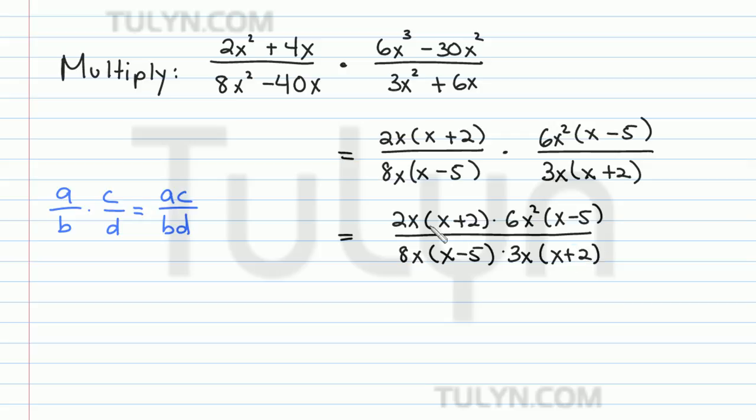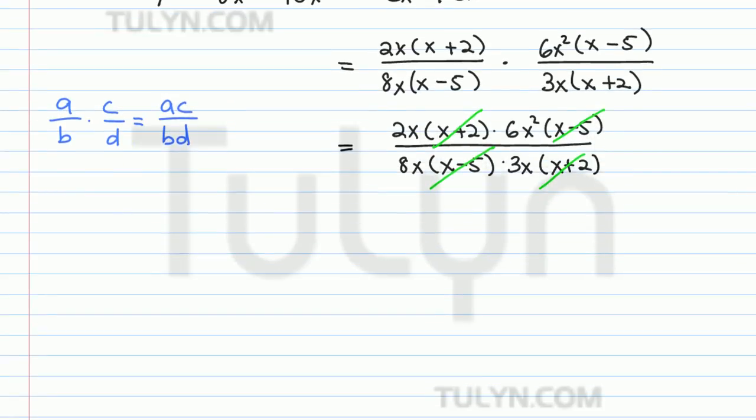Now these are all associated by product, right? We're multiplying everything in the numerator together and everything in the denominator together. So we can cancel out anything that we find in both the numerator and the denominator. So for x minus 5, there's 1 in the numerator and the denominator, which we can factor out and cancel. And there's also an x plus 2. Now there's more reducing to do, but let's first write what we have left. So we have 2x times 6x squared over 8x times 3x.